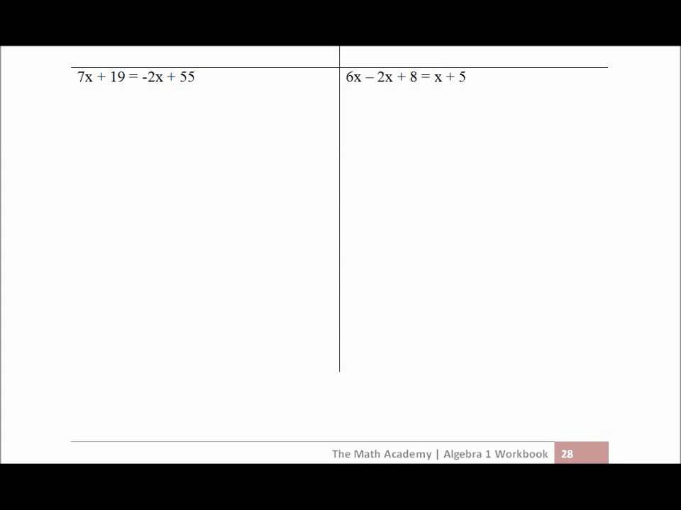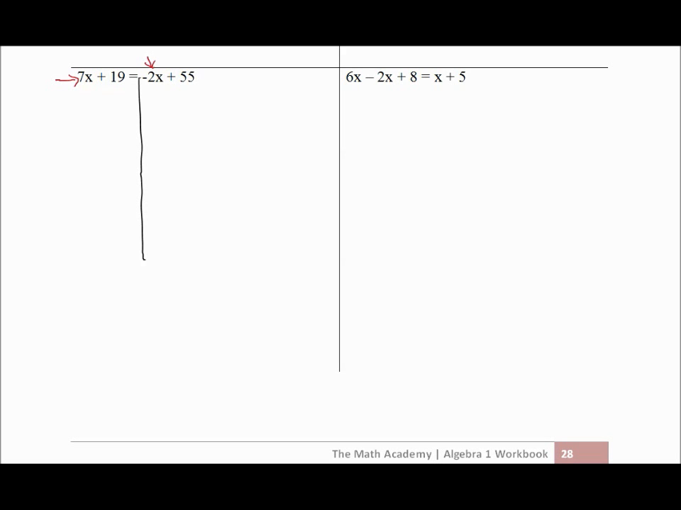Okay, the next one that I have is 7x plus 19 equals a negative 2x plus 55. I always want to draw my little line down, divide my equation into two parts. And I know that in order to solve the equation, I need to get the variables on one side of the equal sign. They either need to be on the left or the right. And remember I told you it doesn't matter which way you move them, which side they're on. I prefer to move the smaller coefficient over to the larger coefficient.